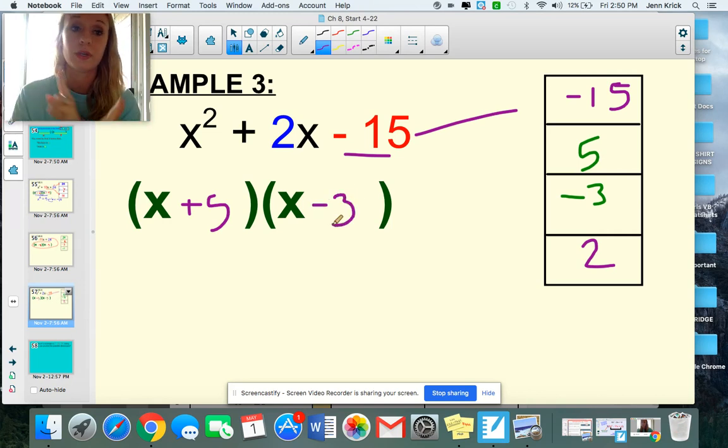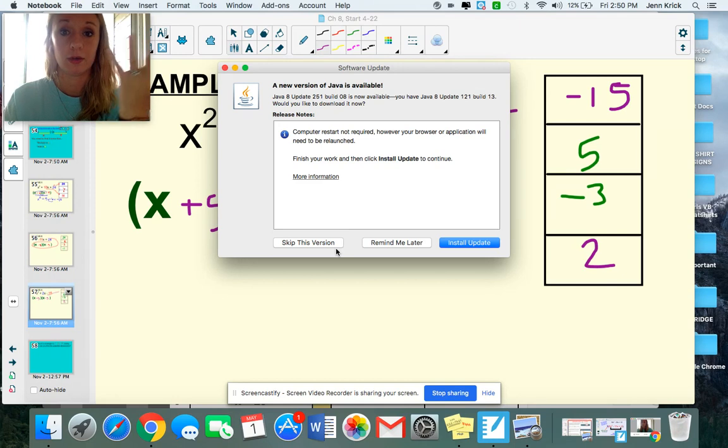And again, the order does not matter, you guys. It doesn't, okay? It's multiplication. 4 times 5 is the same as 5 times 4. That's totally fine. Okay, Java, thank you.